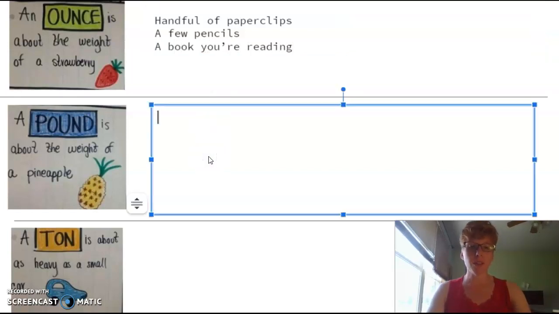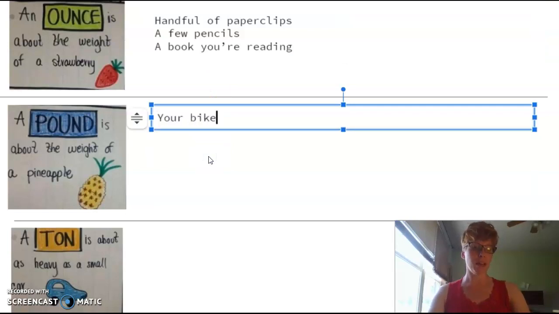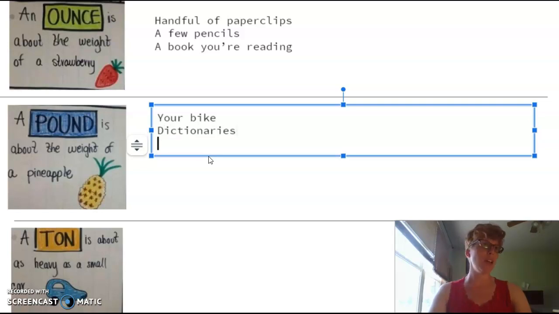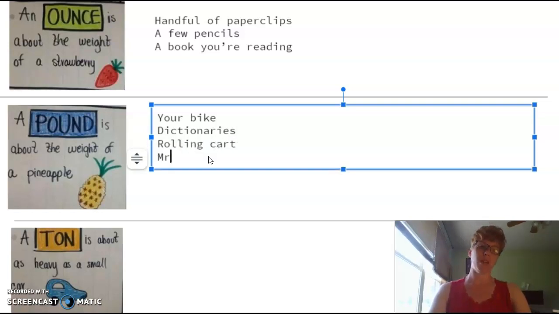Pounds. What if you wanted to weigh your bike? See how heavy your bike is? If you had a couple of dictionaries or larger books, you could weigh those in pounds. Let's say we've got a rolling cart coming down the hall, a rolling cart, or Mrs. Stalkov's chair. Those are all things we would weigh with pounds.